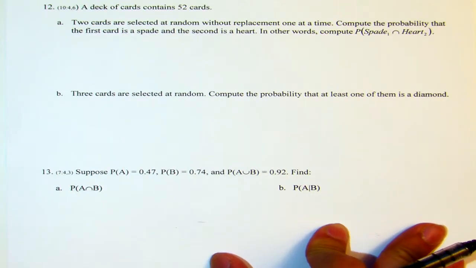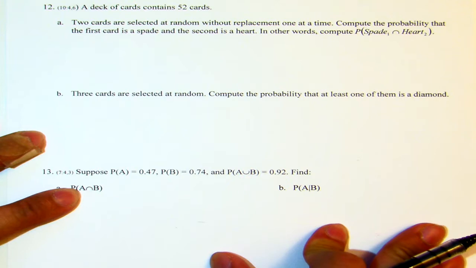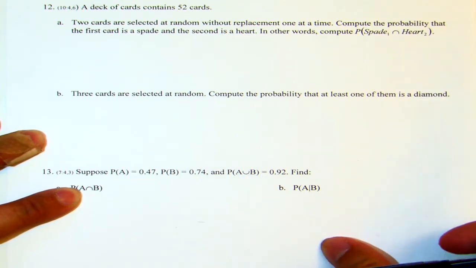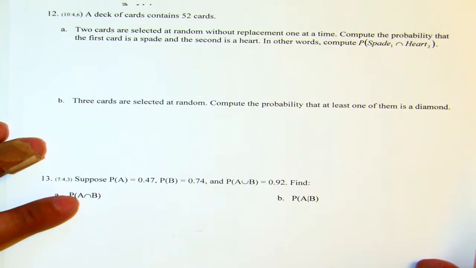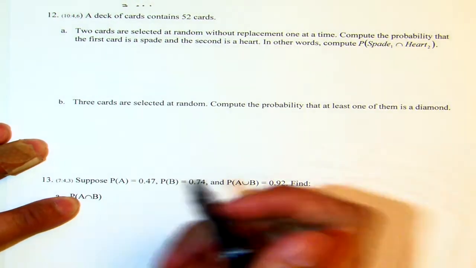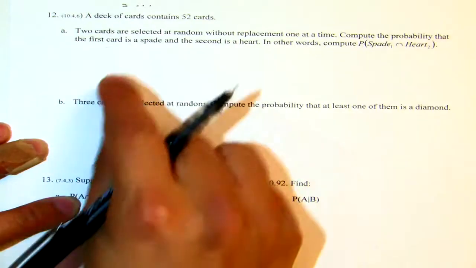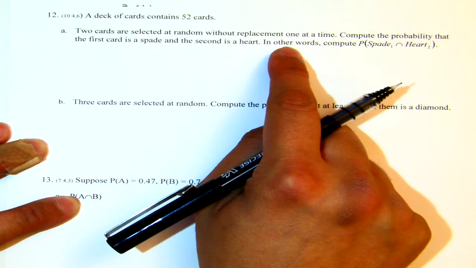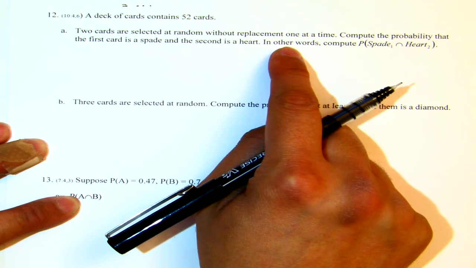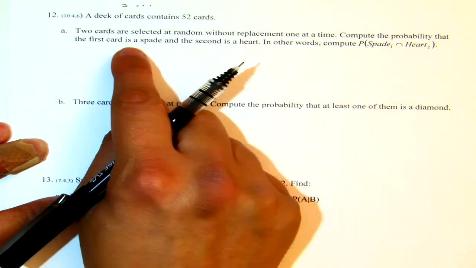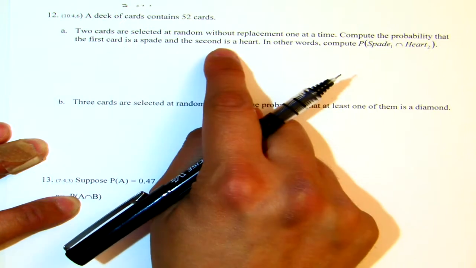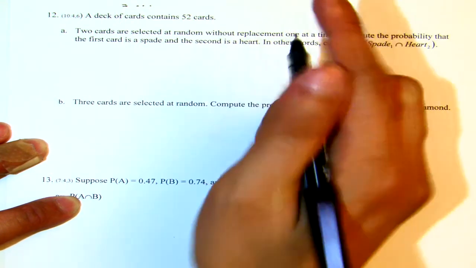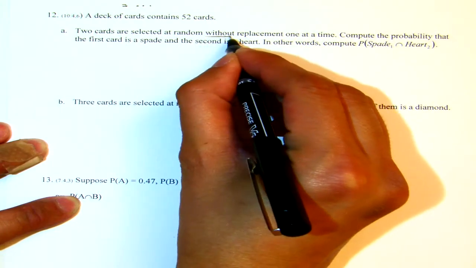Okay, now I will work on Fall 2011 Math 227 Test 1, number 12. A deck of cards contains 52 cards. Part A, 2 cards are selected at random without replacement, one at a time. Now compute the probability that the first card is a spade and then the second card is a heart. Now notice that it is without replacement.